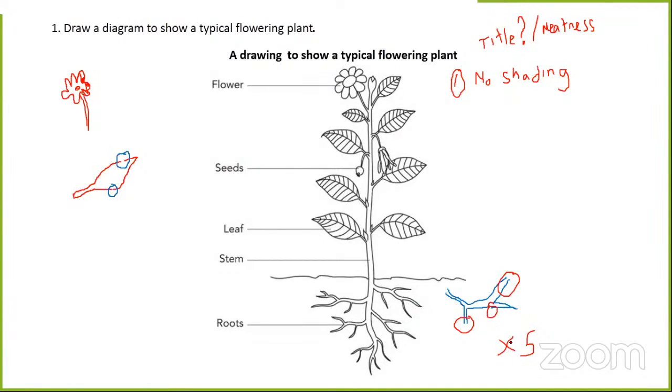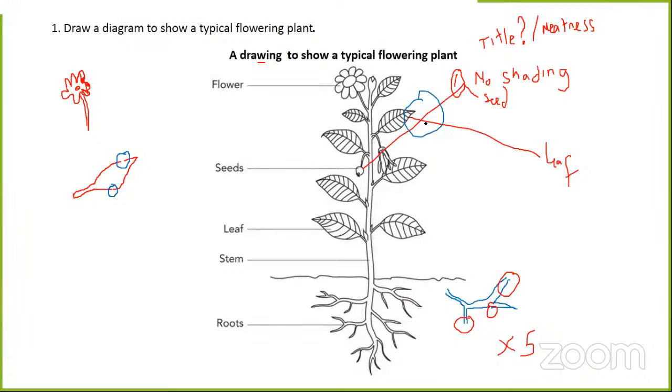Some of you forgot this. Also, when we are labeling, we don't cross lines. For example, you can do like this: this is a leaf, this is a leaf, and then you come and put here that this is a seed. This is not allowed in biology.